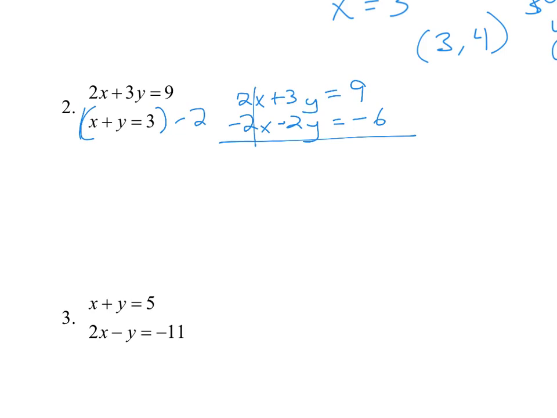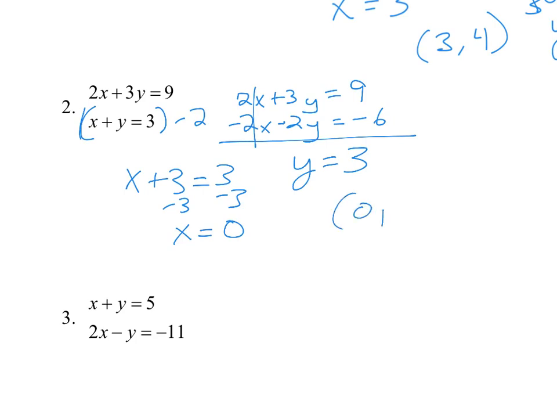If I add these together, the 2x's go away. 3y minus 2y leaves me with just y. 9 minus 6 is 3. So there we go. Y equals 3. Plug that back in. X plus 3 equals 3. If I subtract 3 from both sides, x is 0. So my answer to this one would be 0, 3.